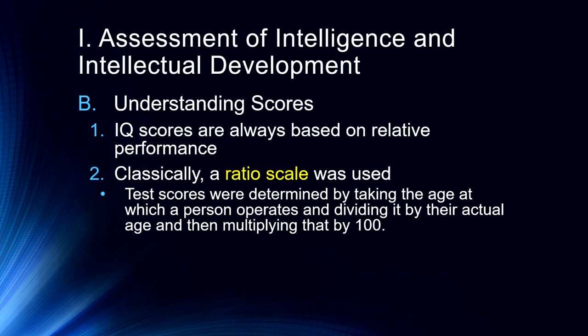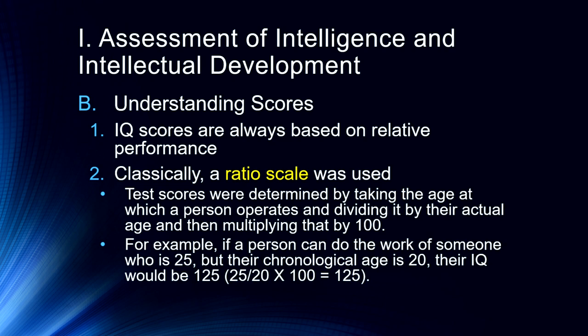So if somebody's intellectual ability is that of a 10-year-old and they're 10 years old, then they would have an IQ of 100. If someone can do beyond that, then their IQ would be above 100. So let's say their chronological age is 20, but their intellectual ability is that of somebody who's 25. They would have an IQ of 125. And so this kind of ratio scale is still used, but differently.